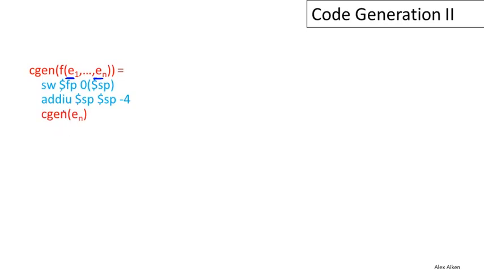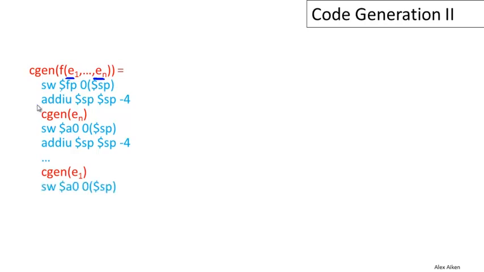And then we generate code for the last argument, En. And so that code gets inserted here. And then we push it on the stack. So we store the result of En, which will be in the accumulator A0, on the stack. And then we bump the stack pointer. And then we'll do that for all the arguments, finishing up with E1. So we generate code for E1, and we push it onto the stack. So now all the arguments are on the stack. And now we just do the jump and link.